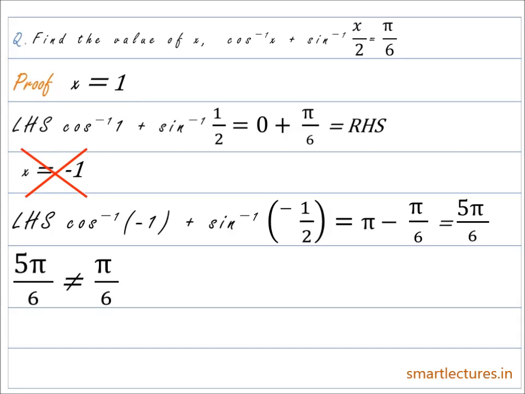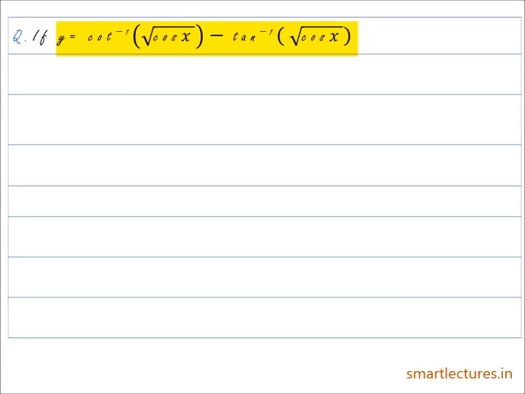So that means the value of x which satisfies the equation cos inverse x plus sin inverse half x is equal to pi upon 6 is 1. Now let's solve one more question. If y is equal to cot inverse square root of cos x minus tan inverse square root of cos x, then in that case prove that sin of y is equal to tan square half x.